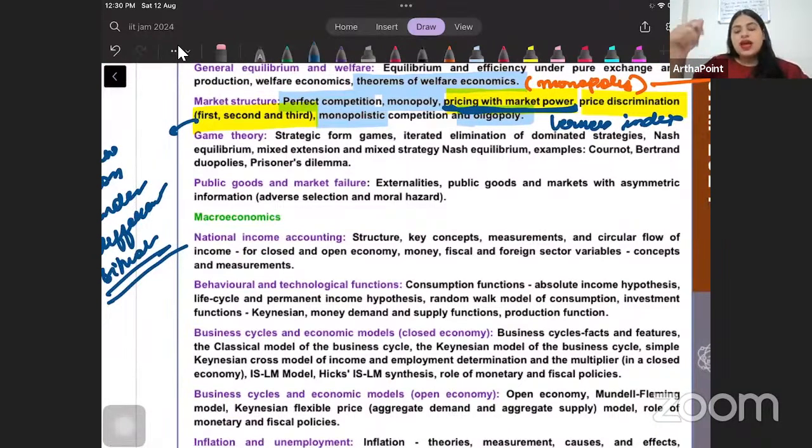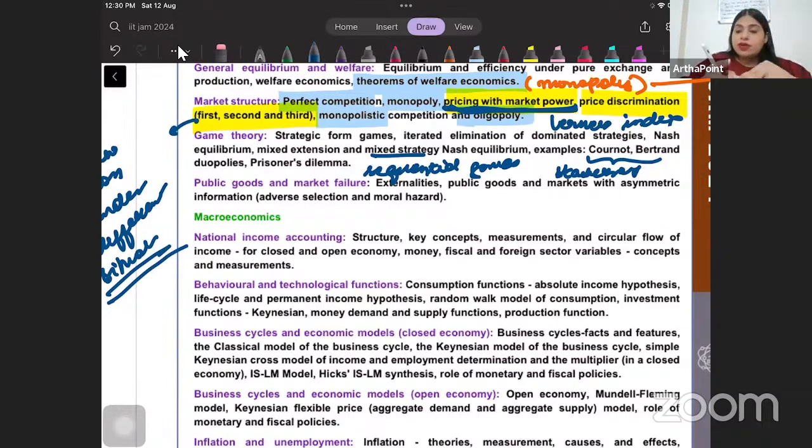Strategic form games, iterated elimination of dominated strategy, Nash equilibrium, mixed extension, mixed strategies, Cournot-Bertrand and Prisoner's dilemma. अच्छा, यहां इन्होंने लिखा नहीं है, Cournot-Bertrand के साथ Stackelberg भी करना है, बट मिक्स्ड स्ट्रैटेजी के साथ सीक्वेंशियल गेम्स भी करनी है, आ सकती है एग्जाम में. तो नैश इक्विलिब्रियम सिर्फ साइमल्टेनियस गेम्स में ही नहीं, सीक्वेंशियल और मिक्स्ड स्ट्रैटेजी नैश इक्विलिब्रियम जानना भी इक्वली जरूरी है. It's very important to understand this also.